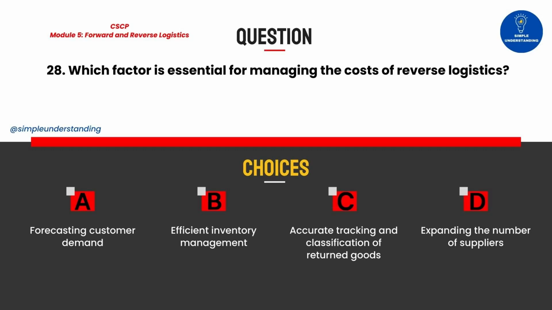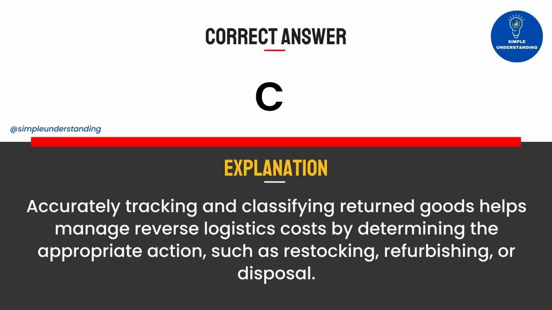C. Accurate tracking and classification of return goods. D. Expanding the number of suppliers. Correct answer, C. Explanation. Accurately tracking and classifying return goods helps manage reverse logistics costs by determining the appropriate action, such as restocking, refurbishing, or disposal.